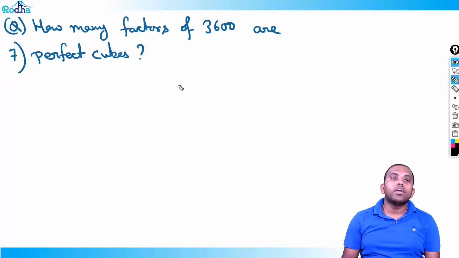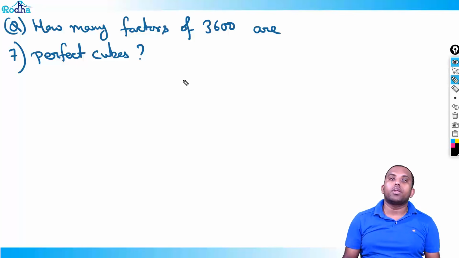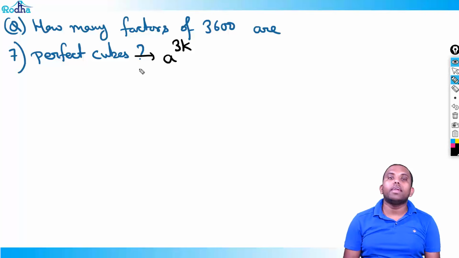Okay, so the next question is, how many factors of 3600 are perfect cubes, right? Now what is a perfect cube? Perfect cubes are any natural number raised to a power which is a multiple of 3. That is a raised to 3k form, right? This is a perfect cube.